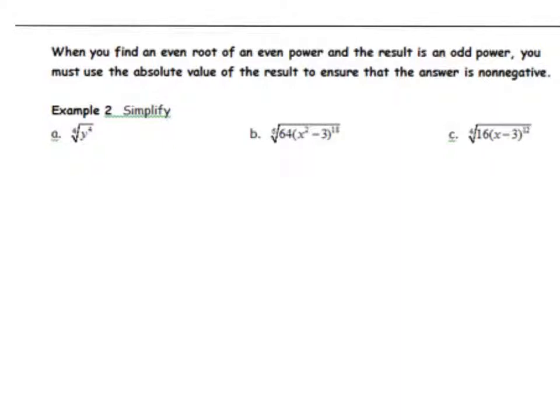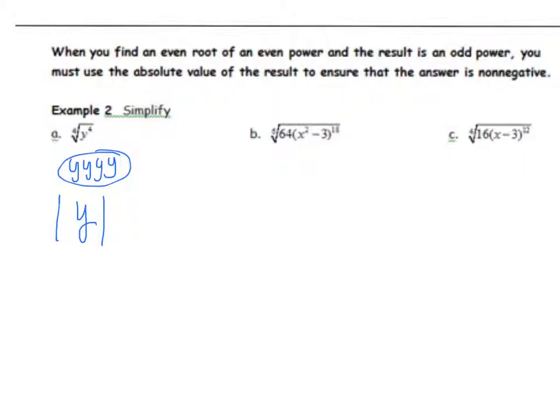All right, so for example, we're taking the 4th root, which is even, of y to the 4th, which is also even. And when you do that, remember you have 4 of them, y to the 4th, one group, so what comes out is something to an odd power. Well, that could be negative, because it's to the odd power. It could be negative, but we don't want it to be, because if I plugged it back in, it won't work right with the fourth root.